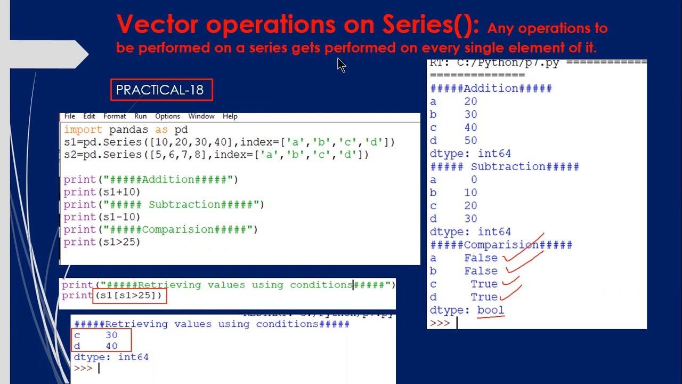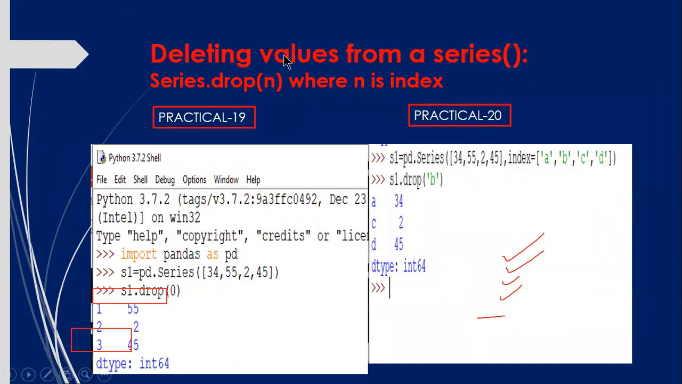So vector operation is that operation in which every single element gets used in an arithmetic operation. Now let us move to the next presentation. Next slide. Deleting values from a series.